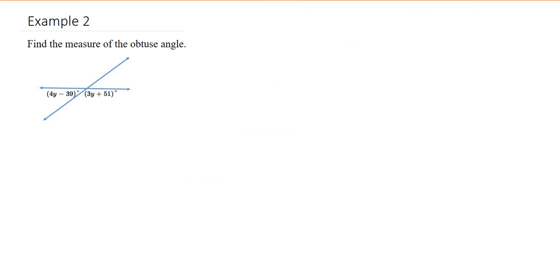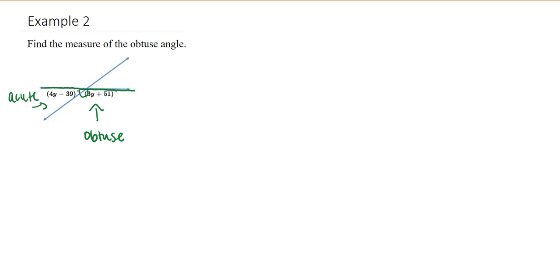Example 2, find the measure of the obtuse angle. Well, what do we know about obtuse? An obtuse angle is the bigger angle. So we're given two angles to look at here. We have one here and one here. So we can see this is our acute and this is our obtuse angle. But what do we know about this? Well, this is a line. So this whole thing on the bottom, this acute angle and the obtuse angle, actually has to be equal to 180 degrees.